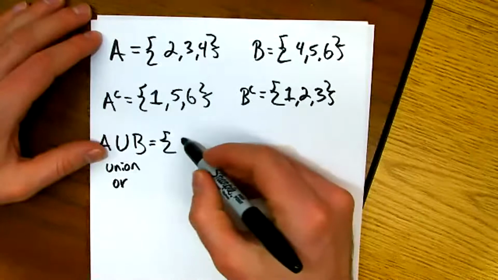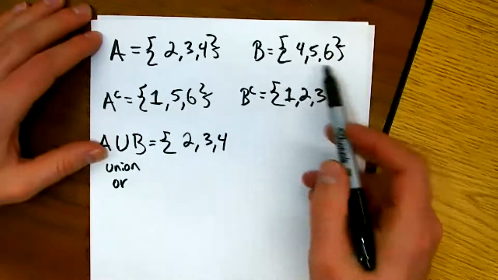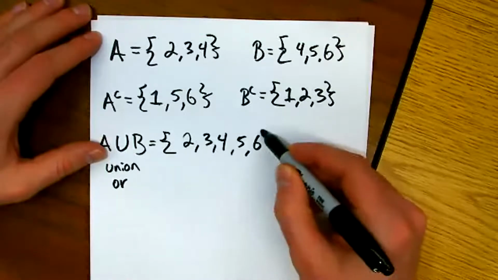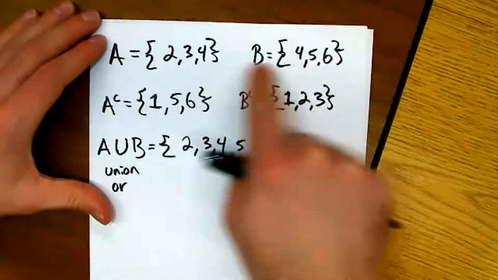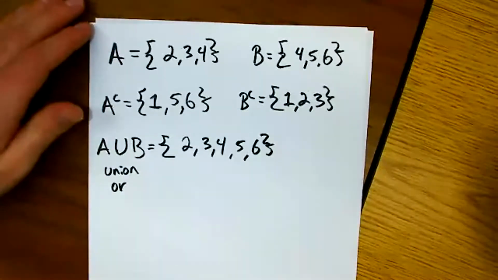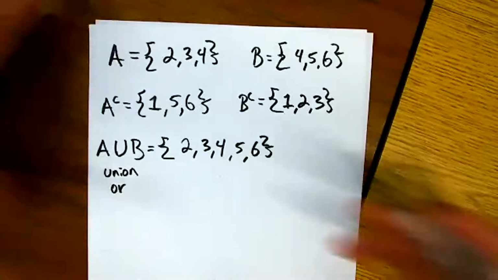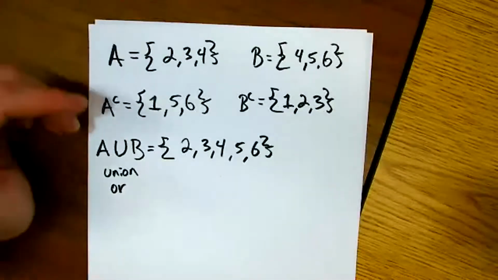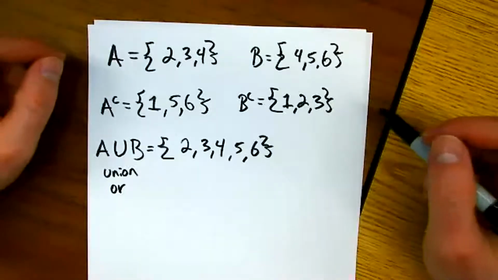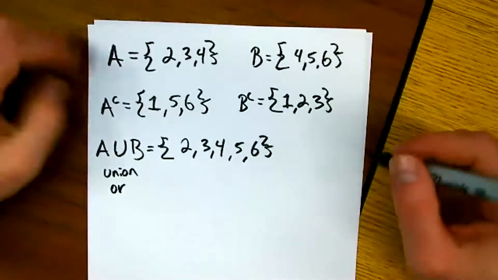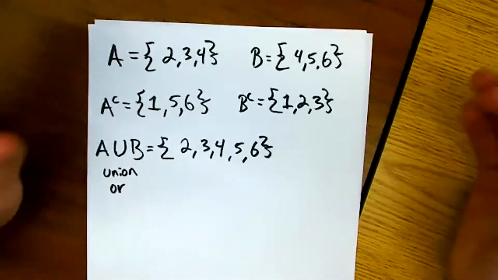Well, there's a 2, a 3, and a 4 in A, and there's a 4, a 5, and a 6. So all 5 of these numbers are in at least one of these events, right? Now, if there's a value that's repeated, it still only counts as one outcome, right? 4 is still one outcome. It's just that it happens to be in both of these two events. Okay? So A union B is every outcome that's either in A or it could be in B.